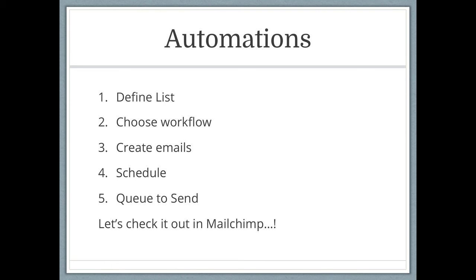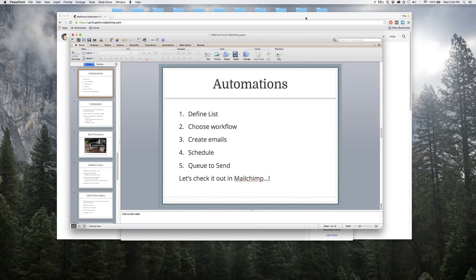We'll then create those emails, and then we'll schedule those emails based on the time, the day, what order they're in, and then we'll queue them to send. So let's check this out in MailChimp here. So we're going to hop into the slideshow.